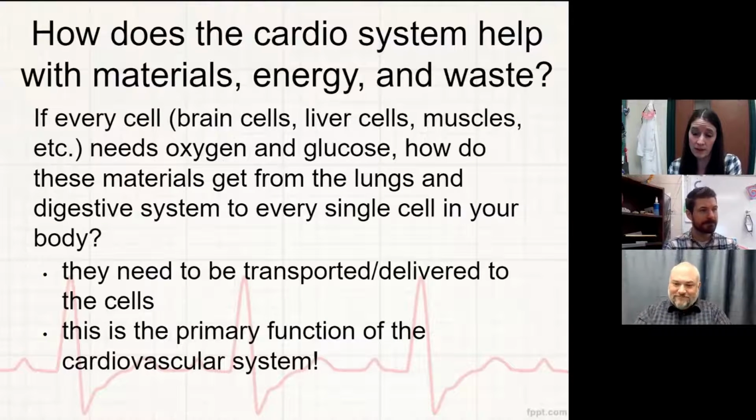Okay, so how does the cardiovascular system help with all of this? Well, as we said, every cell needs oxygen and glucose and all these materials to function and carry out all of their own functions in the body. How do we get materials from the lungs, from the digestive system, from all over your body to where they need to go? If every single cell needs these things, we've got to transport them to every single cell in your body. So everything needs to be transported and delivered. And this is the main function of the cardiovascular system.